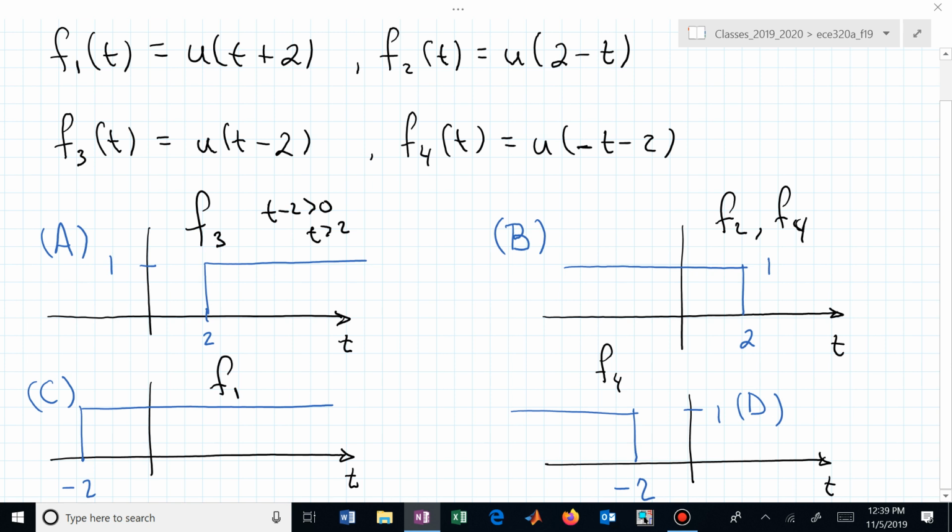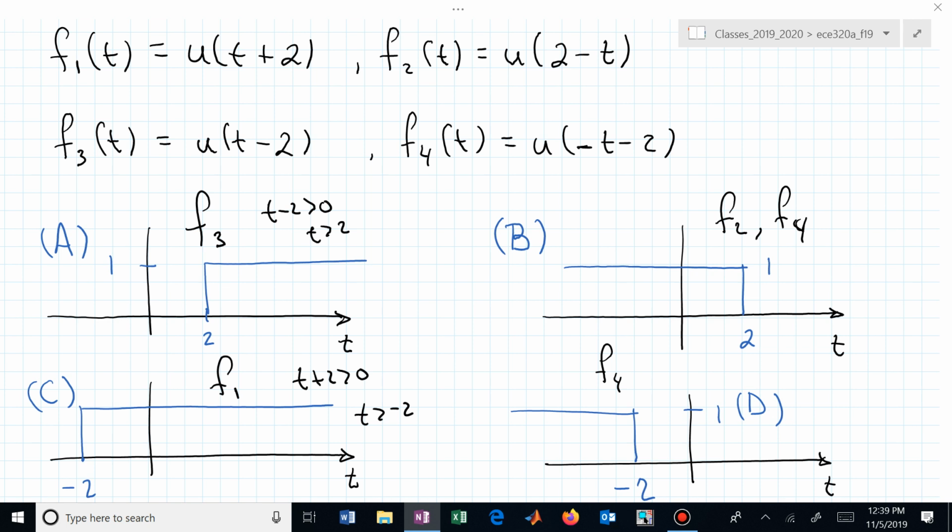We can do the same thing for F1. F1 says I need the argument t plus 2 to be bigger than 0 for it to be on. So this is saying t needs to be bigger than minus 2, and in fact that's what that graph is doing. It's only on when the argument is non-negative, when t plus 2 is greater than 0 for F sub 1.